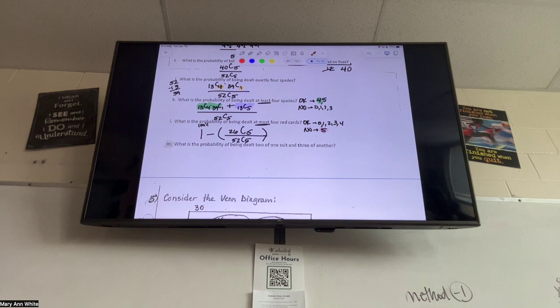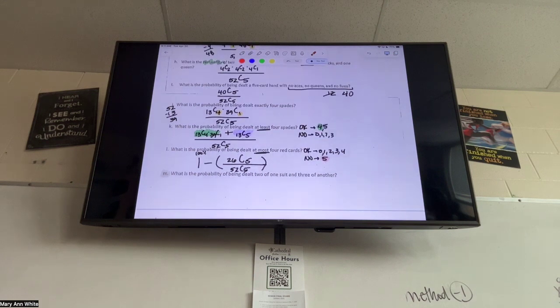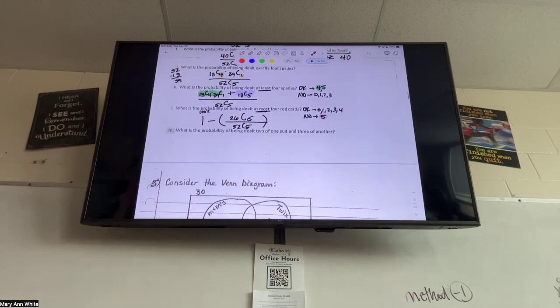9.3. Okay. So we did some cards the other day. It was a bonus on our quiz. We are gonna need to go over it a little bit more before our test, but I just wanted to do that one last problem. It says, what's the probability of being dealt 2 of one suit and 3 of another?